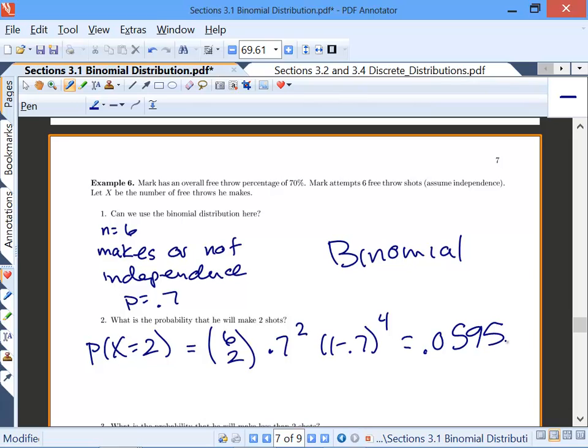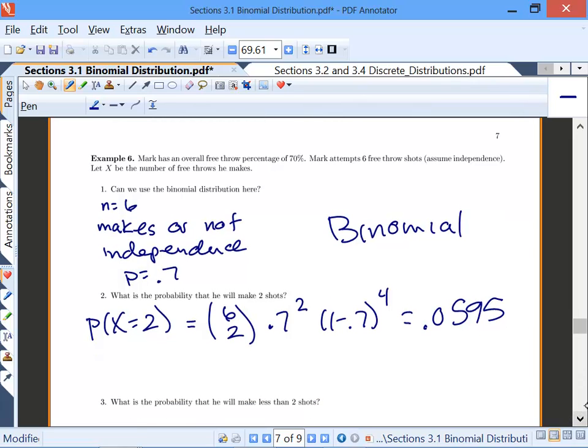So the probability that he only makes 2 shots is about 6%. Why did you go to the fourth again? Okay, so everything has to add up to your number of trials. So if we have 6 trials, if he makes 2 shots, that means he has to miss 4. This power of 4 is when you see on the actual formula says the exponent will be n minus x. So 6 minus 2 gives me my 4.